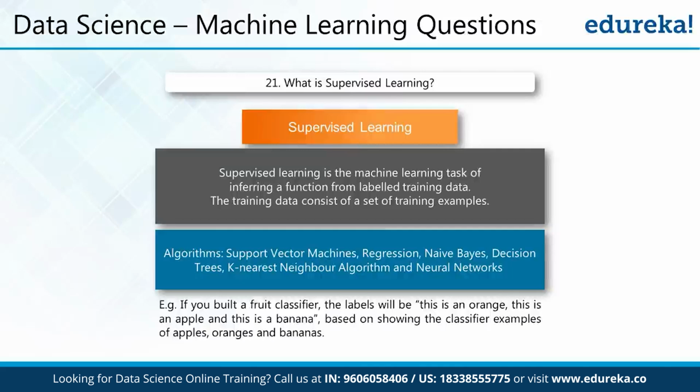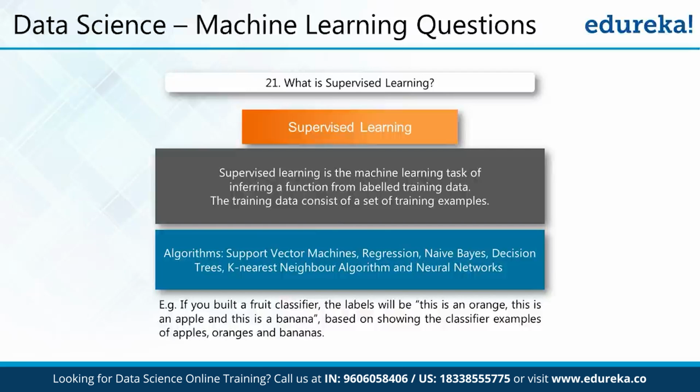If you have a label, then the approach could be supervised learning, versus if you don't have one, then the approach is more unsupervised. Some examples of algorithms are support vector machine, regression, naive Bayes, and decision trees. All of these are supervised learning algorithms.